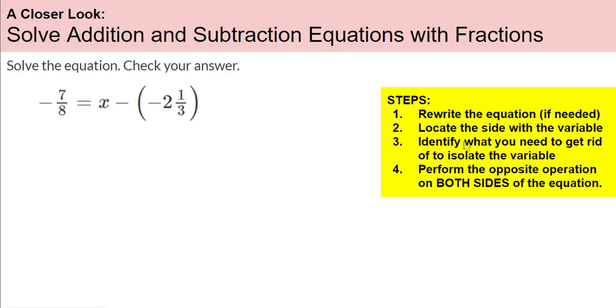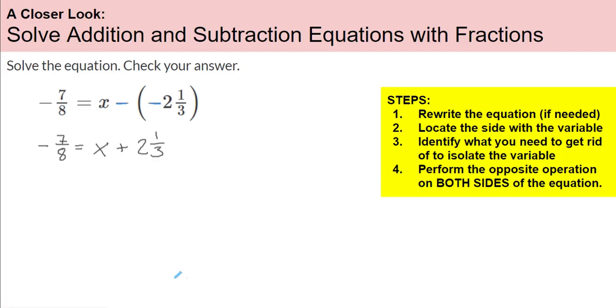Step 1, rewrite the equation. Should we rewrite the equation in this problem? Absolutely. You see these two negatives, minus and negative, it's a double negative. We don't like that. So let's rewrite it as -7/8 equals x plus 2 and 1/3. The two negatives make a positive, so that just looks nicer to deal with. All right, so let's solve it.